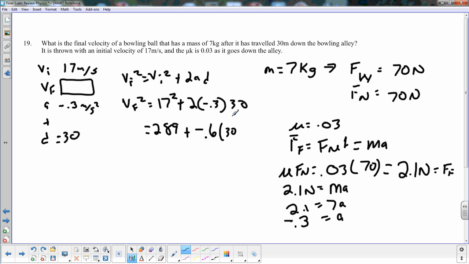Vf squared, so all the way down. Vf squared equals 271. Take the square root. So Vf will equal 16.46 meters per second. This is the beauty of physics. If you know a little bit about a bowling ball, you can figure out how fast it's going to be going when it hits the pins.